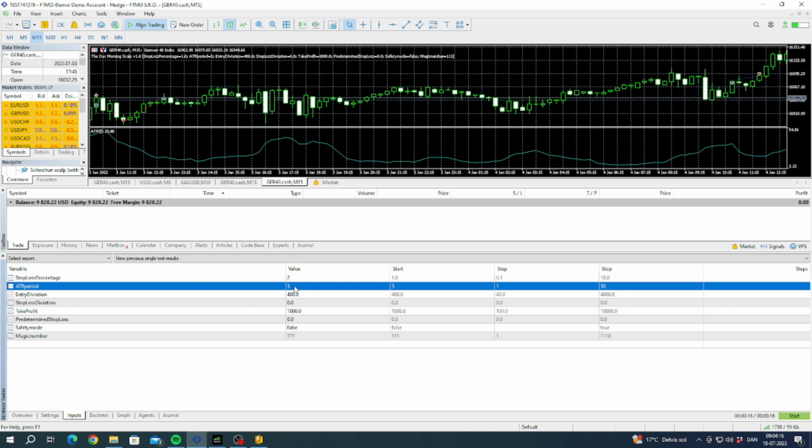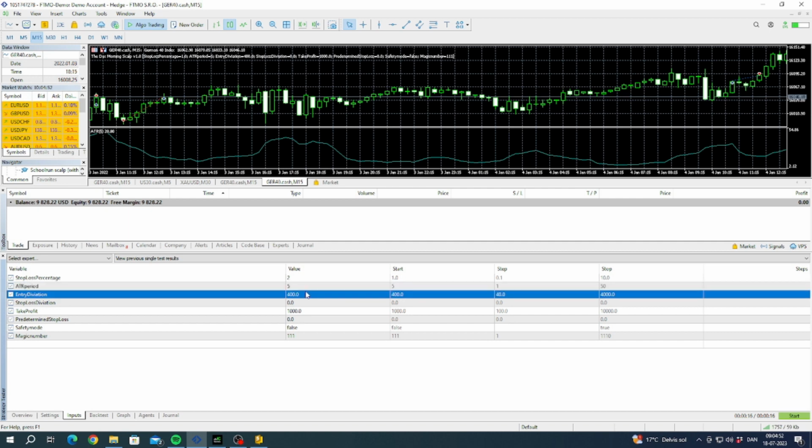Then we have the ATR period, which is the period for the ATR indicator. The indicator is used to calculate our volatility at the time of placing the orders. And the volatility is quite important for this strategy as it is the backbone of the strategy. You know, we use volatility conditions to gauge whether it's a good idea to enter the market at a specific time.